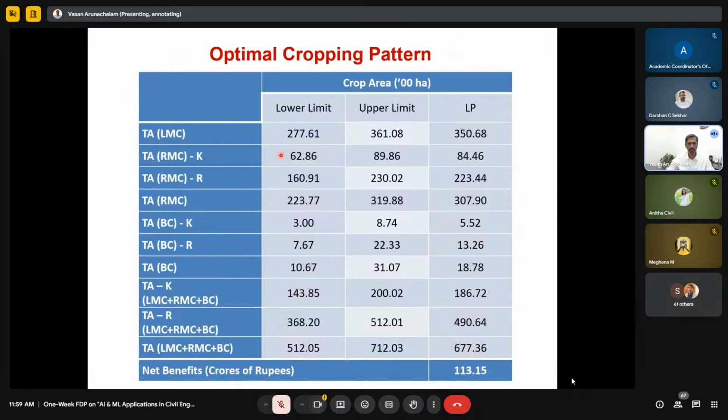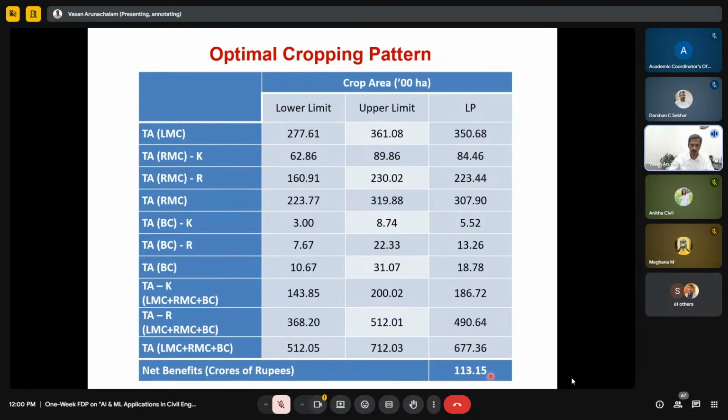And ultimately, I used one of the popular techniques, differential evolution, right? And then finally, what I got was this: the total area under Kharif, Rabi, and all those things, the cropping pattern, what ideally should be there, which is going to give me 113.15 crores.